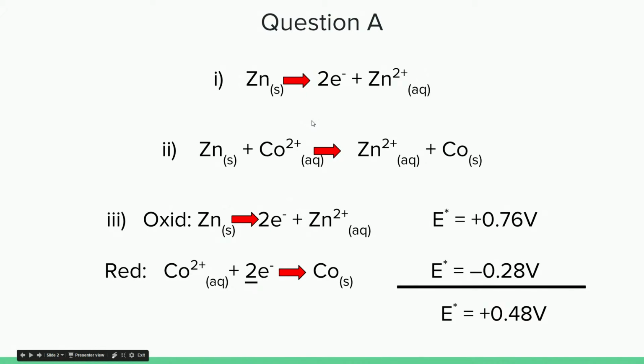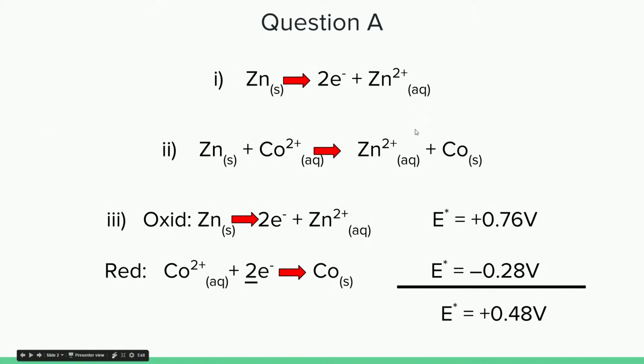The second problem asks us to write the balanced net ionic equation for the overall reaction. What's given is Co2+ turns into Co. So we know that the reduction reaction would be Co2+ plus 2e- turns into Co, and then those electrons would cancel out. So then it would just be Zn solid plus Co2+ turns into Zn2+ and Co.